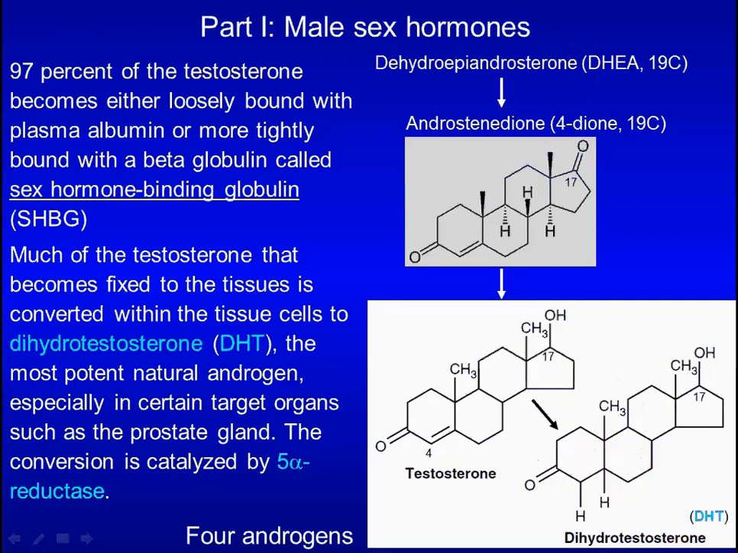So this is the first point. Second point, conversion from testosterone to DHT is catalyzed by 5-alpha reductase. This enzyme is found in target tissues outside the testes. Therefore, activation of androgen, especially testosterone, takes place in the peripheral tissues.